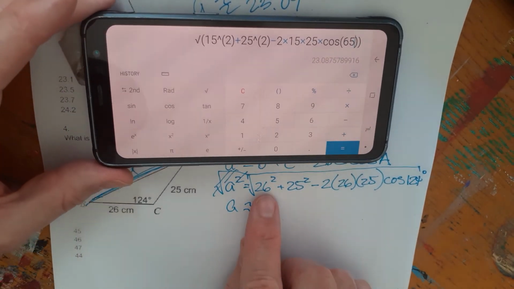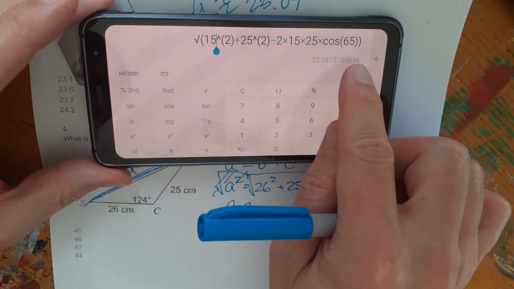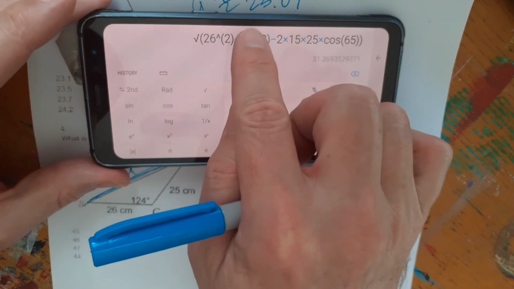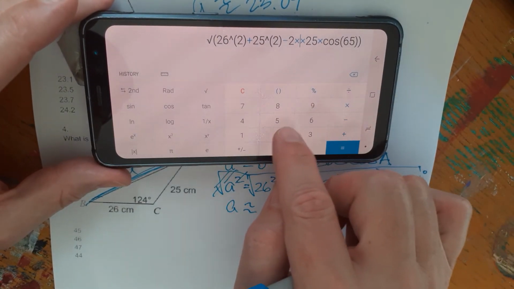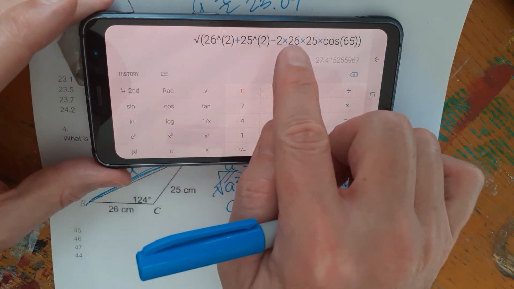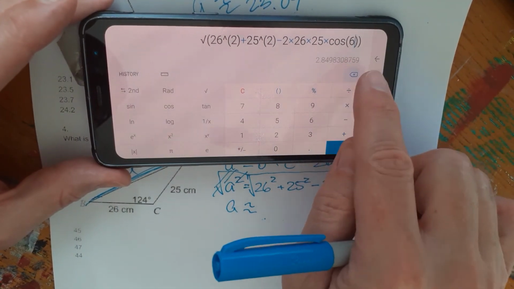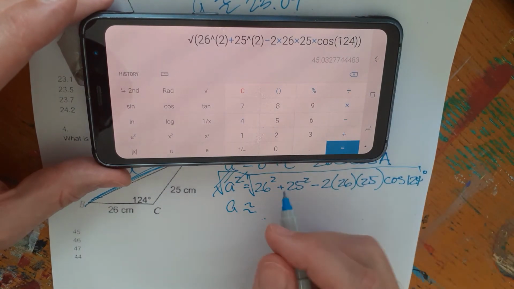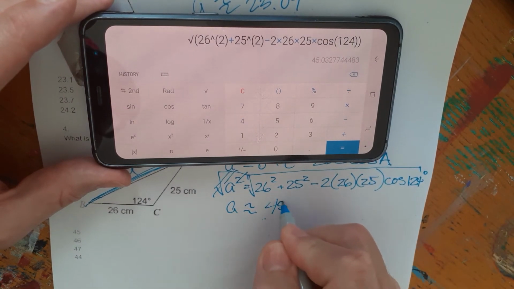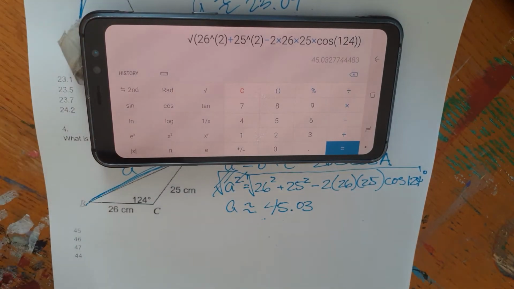Let's just modify this. It's 26 and 25. 26, 25, we already have in there. 26, 25, and the angle is 124. Right? 45.03. Approximately equal to 45.03. And I do have a cheat sheet over here.